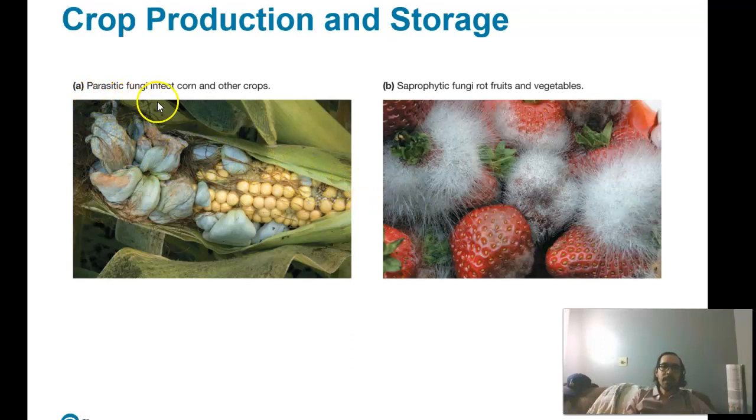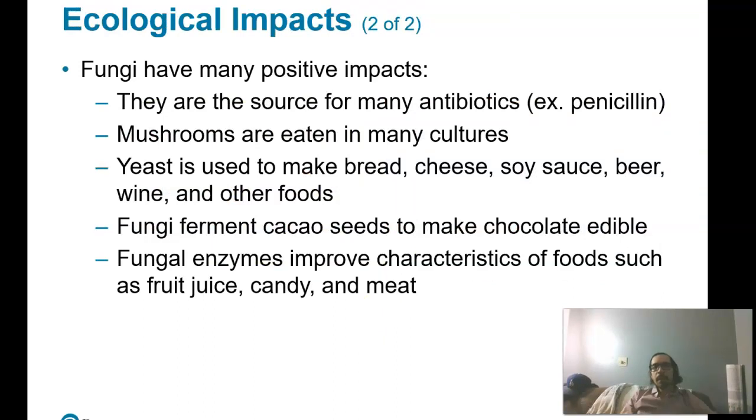So here's the parasitic fungi that infects corn and other crops. Although in some areas, like in parts of South America, they do eat these types of fungi as delicacies. But then you can also see the ones that you've probably seen all the time. When you keep fruit too long in your refrigerator, usually this is what happens. You get fungi rot. So those were some of the negative impacts of fungi.